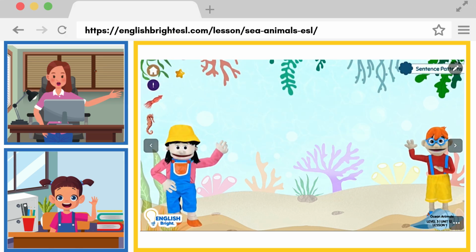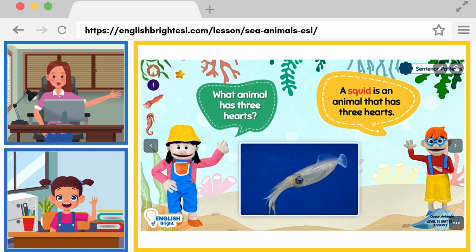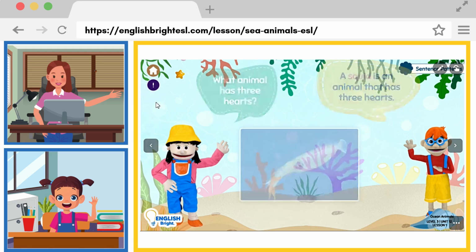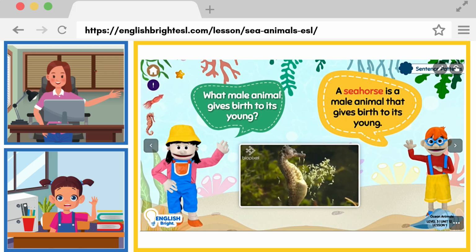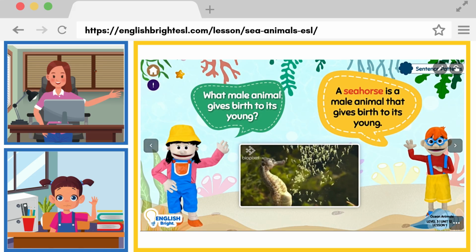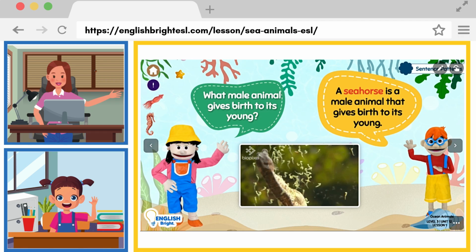Now, Lucy, let's practice our sentence patterns. I'll ask you a question, and you'll answer using a complete sentence. Are you ready? Yes, Teacher Meg, I'm ready. Great. Here's the first question. What animal has 3 hearts? A squid is an animal that has 3 hearts. That's correct. Well done, Lucy. Let's try another one. What young animal gives birth to its young? A seahorse is a male animal that gives birth to its young. Excellent, Lucy. You did a great job.